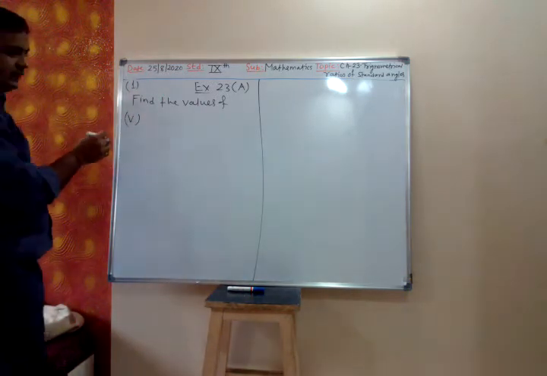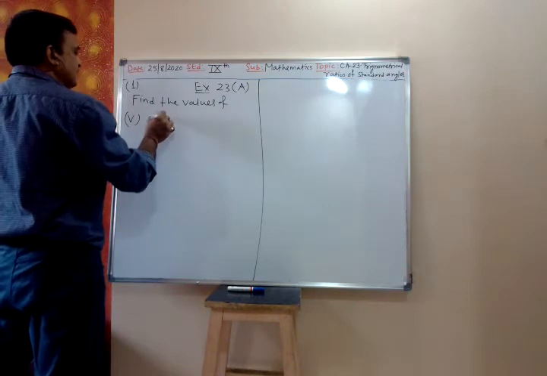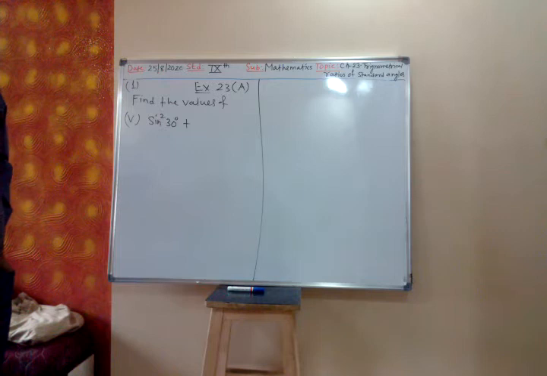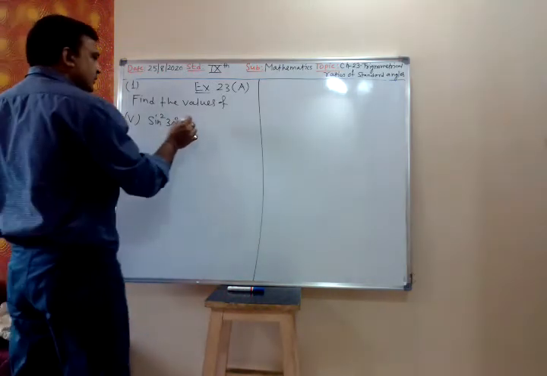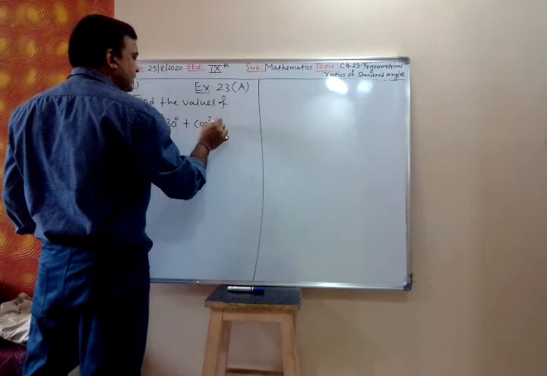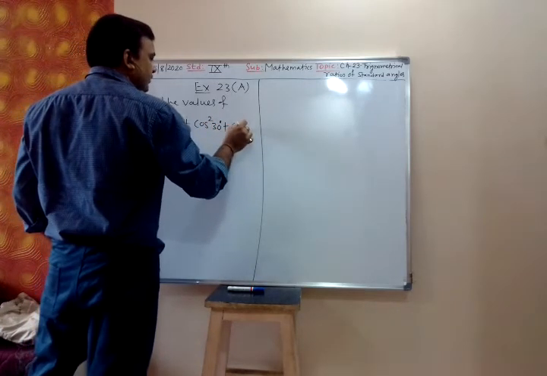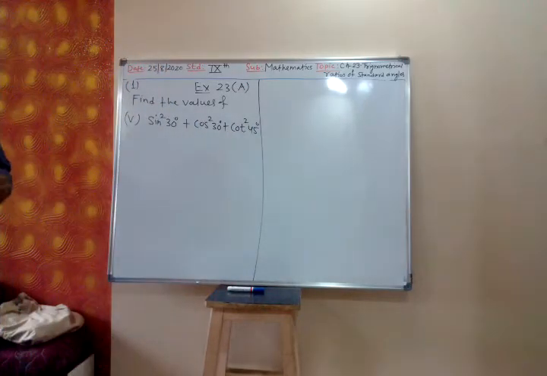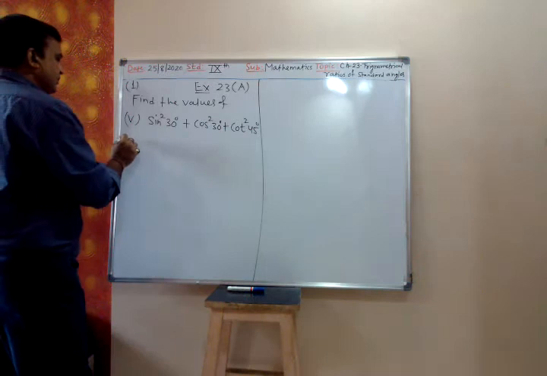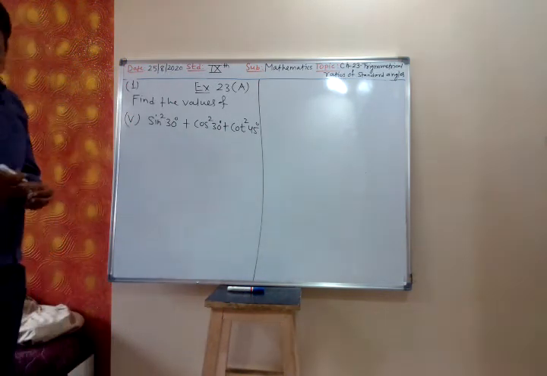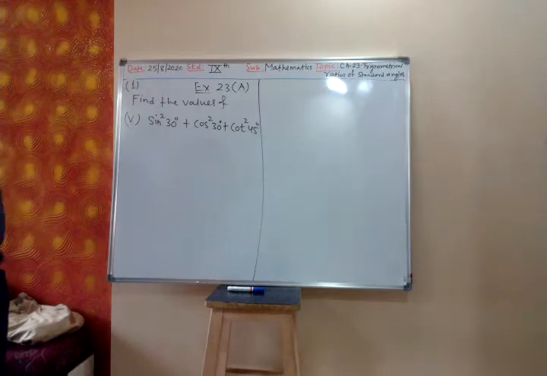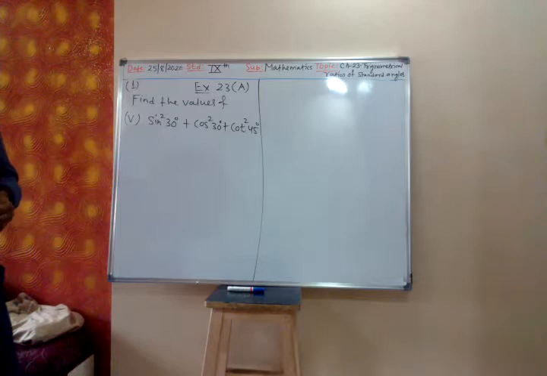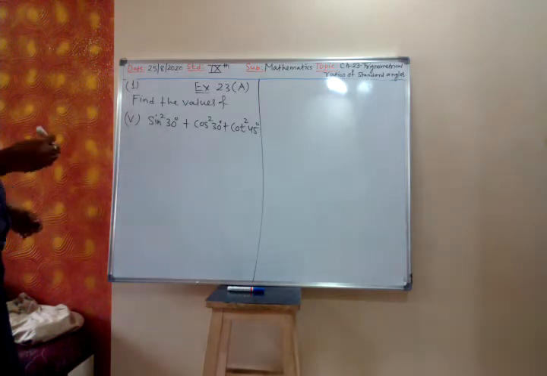Fifth one: sine square 30 degree plus cos square 30 degree plus cot square 45 degree. Find the values. Now I am doing the fifth one of 23A: sine square 30 degree plus cos square 30 degree plus cot square 45 degree.